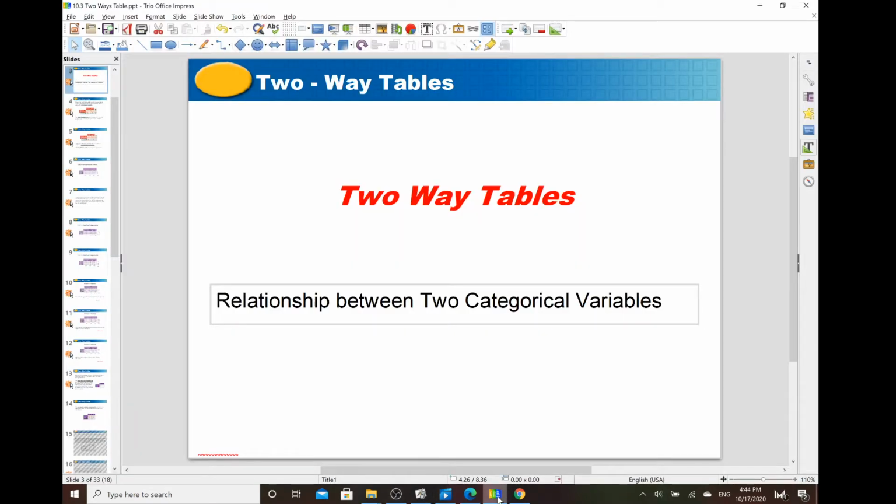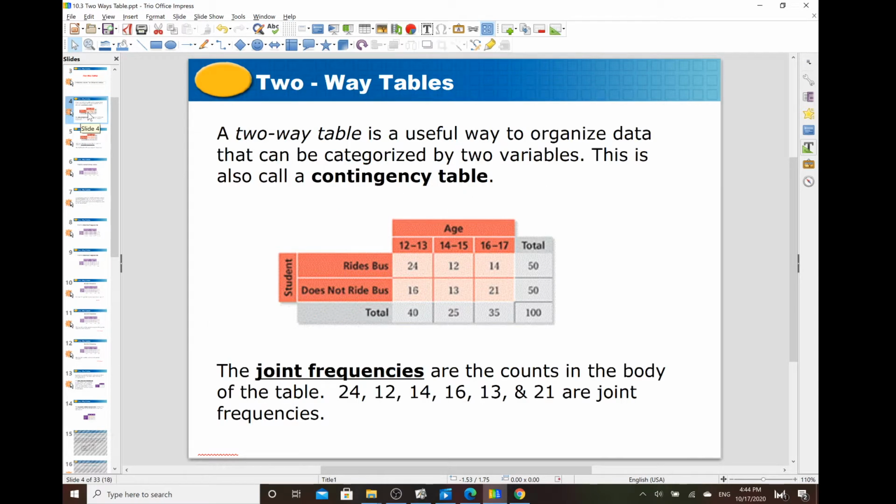So today I want to talk about the two-way table. Okay, so we'll take a look at that. The two-way table shows the relationship between two categorical variables. Anytime I see a table like this, it is called a contingency table.